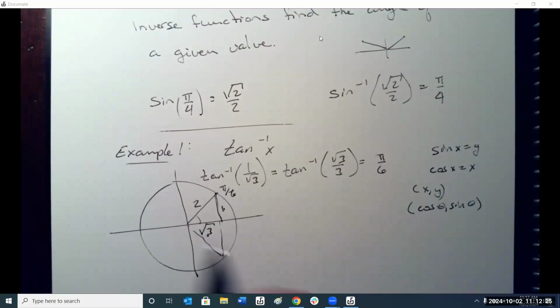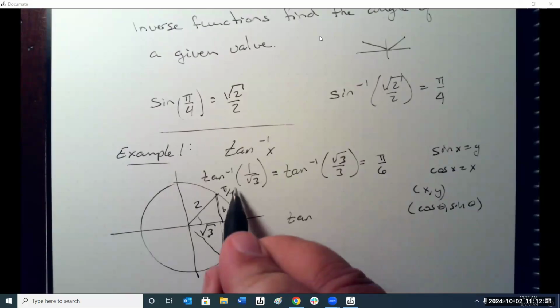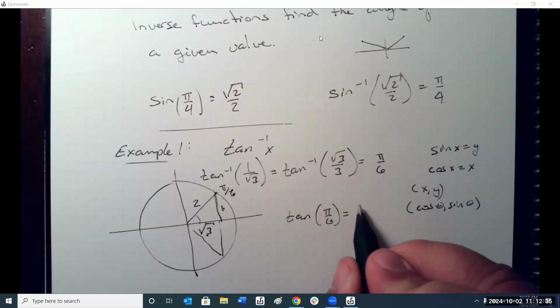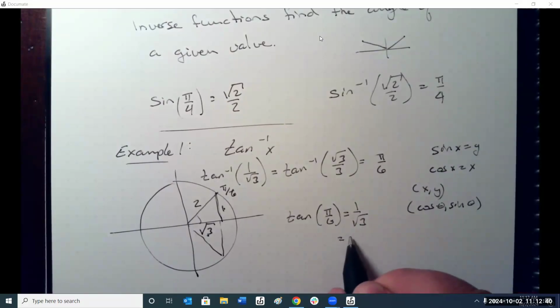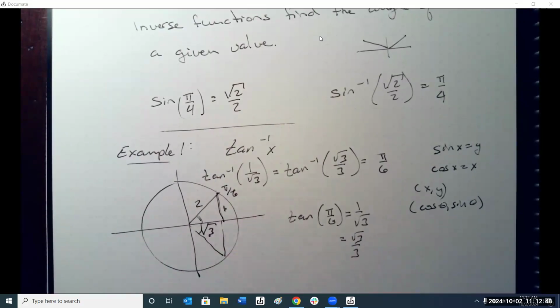What if we do the same thing now on the lower half? Well, let's test this. Tangent at pi over 6 is 1 over square root of 3, which is square root of 3 over 3. With the same angles there.